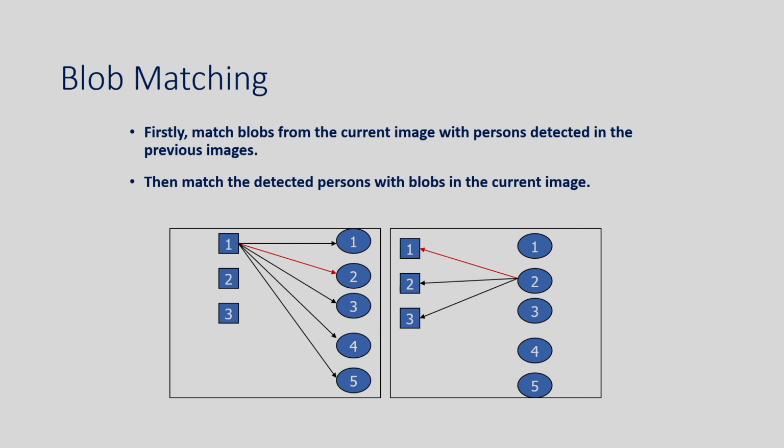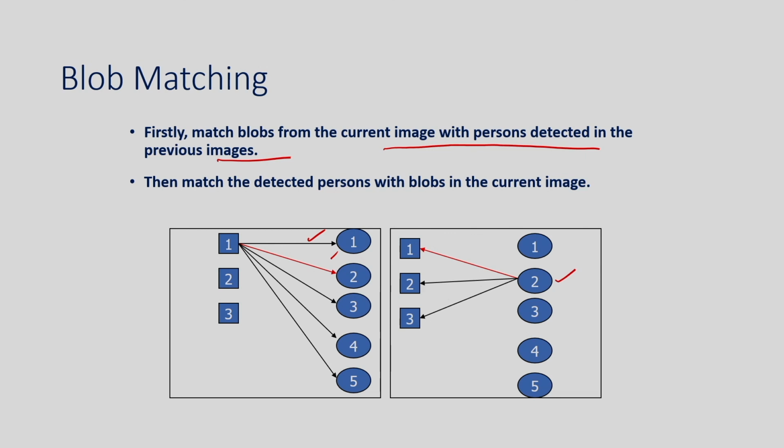One tracking algorithm is blob matching. Here you can see after background modeling we will be getting the foreground objects, that these are the blobs. First, we have to match blobs from the current image with the persons detected in the previous image. After this I am getting the matching. In this case the matching is 2. Then we match the detected persons with the blobs in the current image. That is nothing but the two-way matching. By using this two-way matching we can do the tracking.